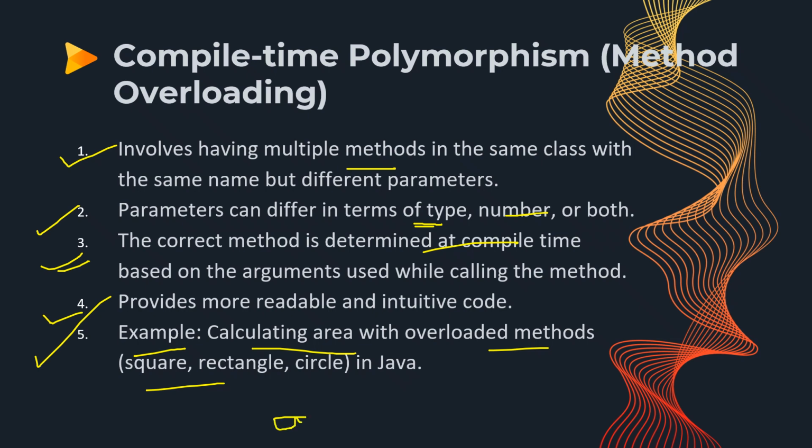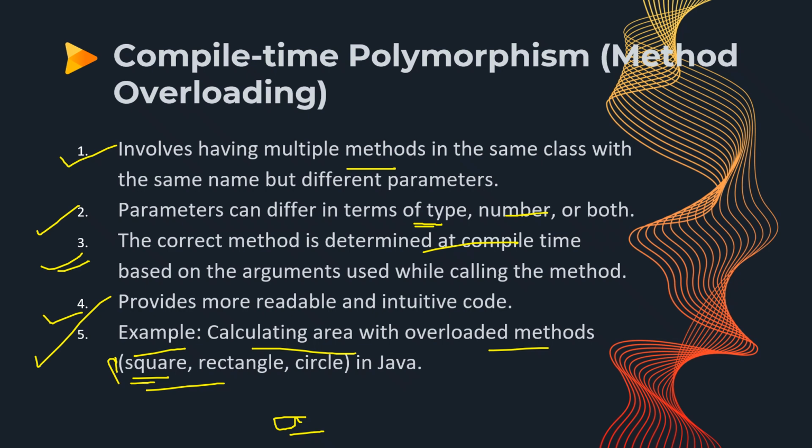So we will create one method with the same name, area. We are going to create three methods named area, but we will provide different types of parameters. If we provide two integer type parameters in that area method, then it will go towards the square, so it will calculate the area of a square.